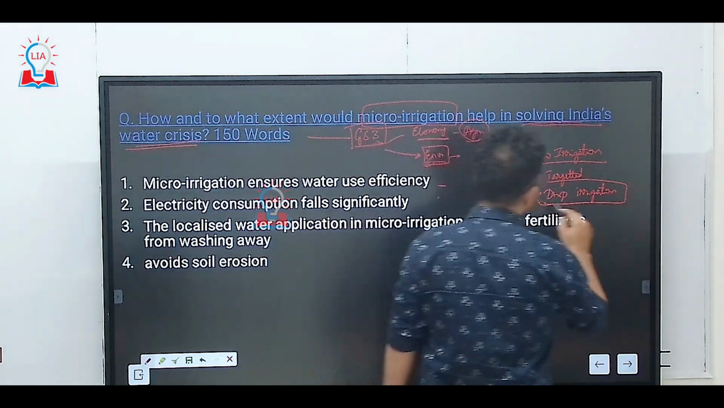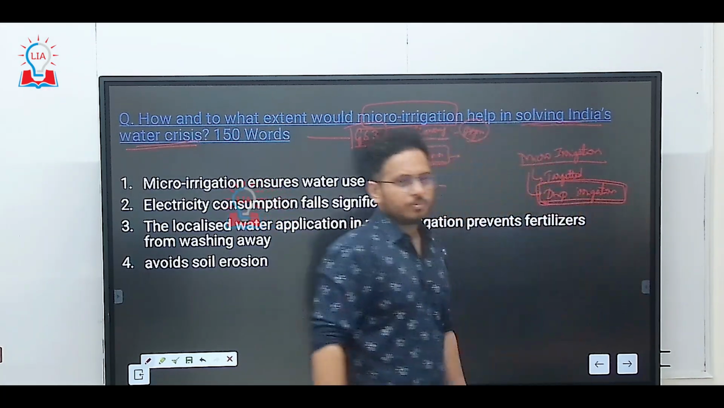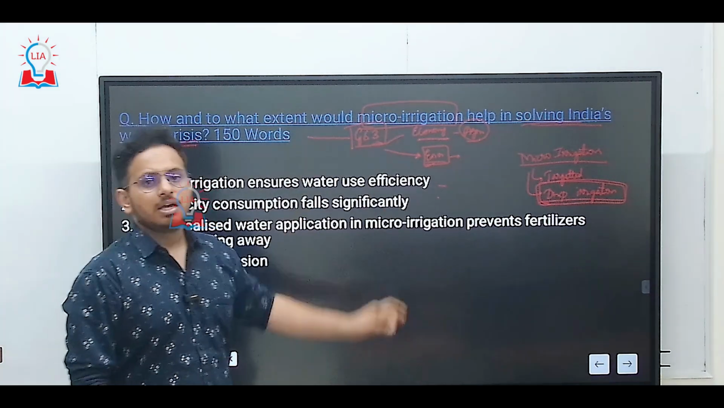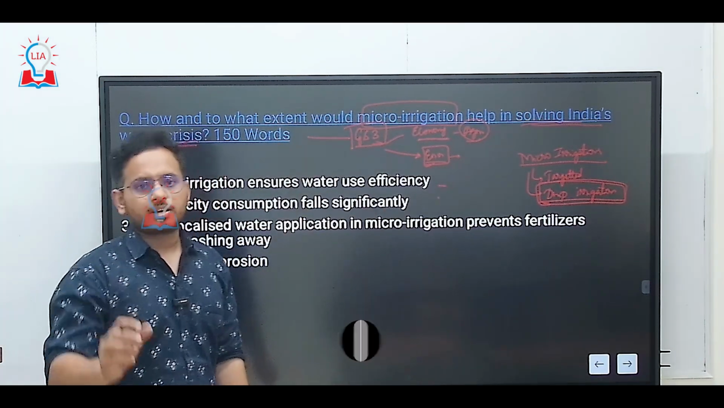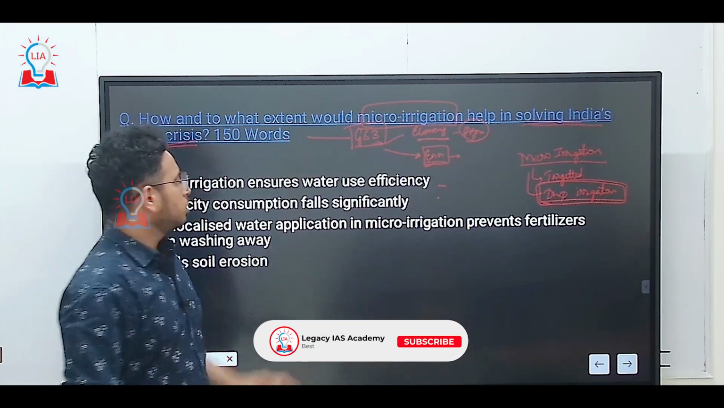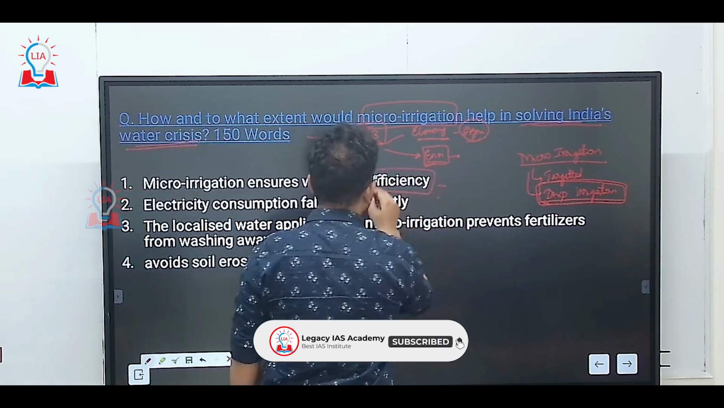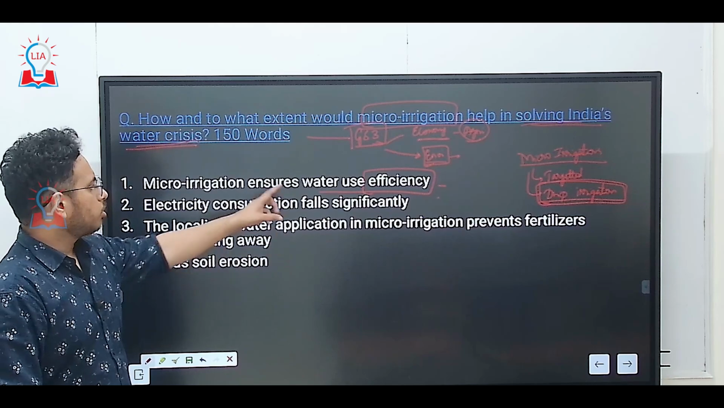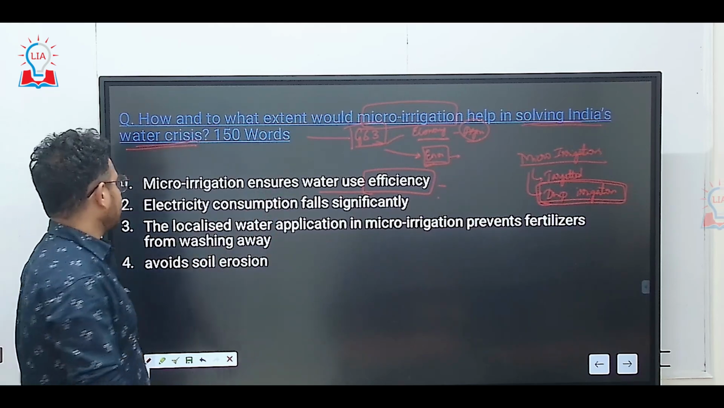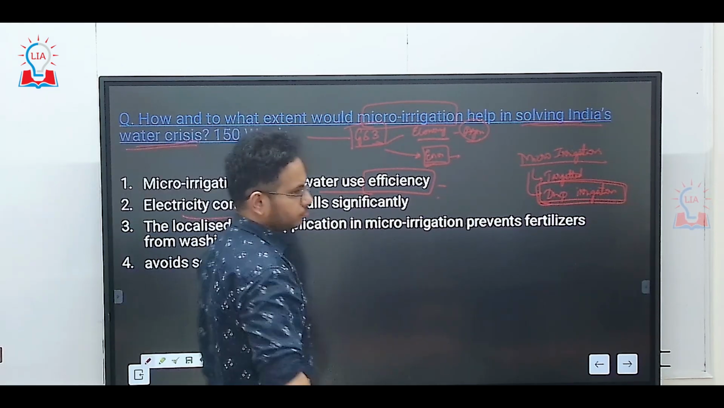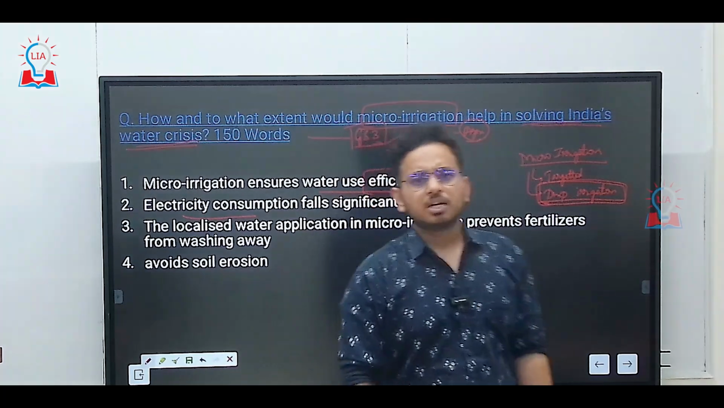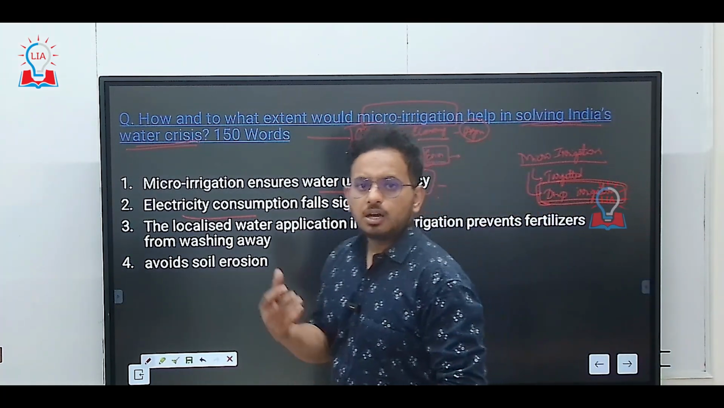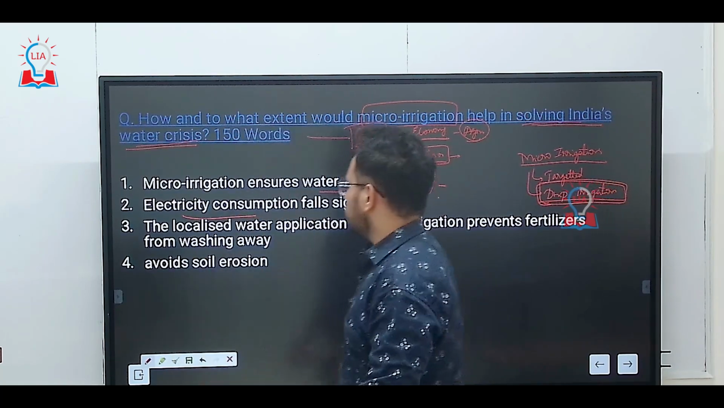Because of such targeted intervention, the drip irrigation system is very effective, and it is considered to be highly efficient with respect to water usage. Okay, that is the most important thing about drip irrigation. Second, electricity consumption. Electricity consumption considerably falls if we are implementing micro irrigation mechanisms.